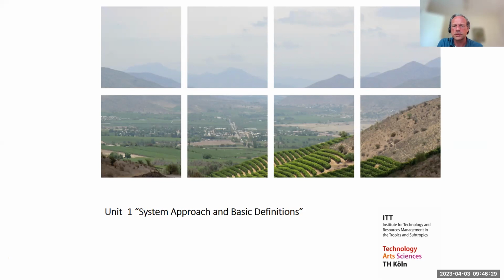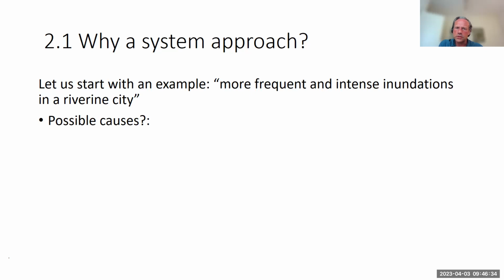Okay, so let us start with an example. It's always good to have a concrete thing in mind. Why do we follow a system approach? And of course, I will tell you what a system is. All of you have an idea what a system is, but a typical example: usually we say, in a nutshell, what are the problems of water management? It's too much water, it's too little water, or it's too dirty water.